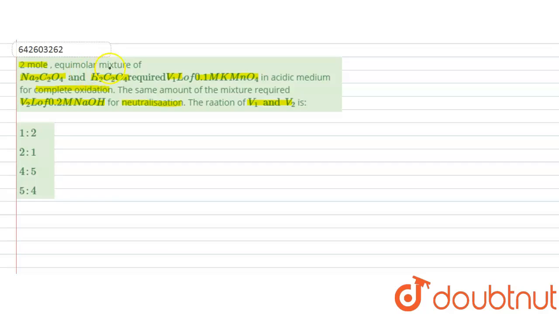So first, when this mixture is completely oxidized using KMnO4, the oxalate ions from Na2C2O4 and H2C2O4 will be converted by the permanganate ion from the KMnO4 to carbon dioxide, and it itself gets reduced to Mn2+. It means when complete oxidation is done, the equivalence of Na2C2O4 and H2C2O4 will be equal to the equivalence of the KMnO4 solution.